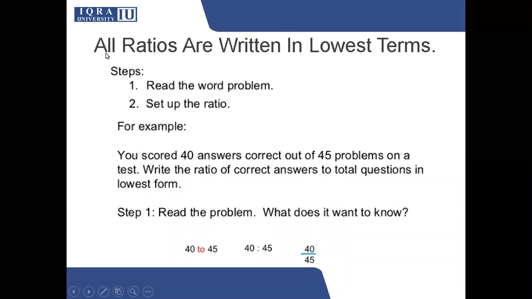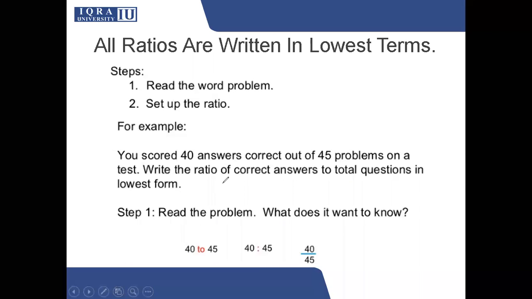Basically, every ratio that you find has to be written in its lowest terms. This is a property of the ratio. So let's take a word problem and try to set up the ratio. For example, you scored 40 answers correct out of 45 problems on a test. Write the ratio of correct answers to total questions in the lowest form.